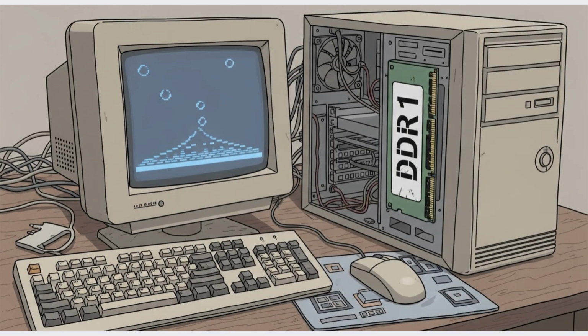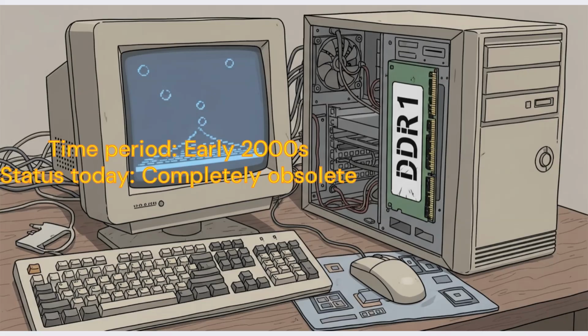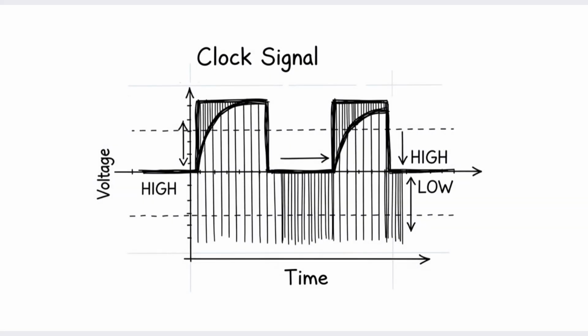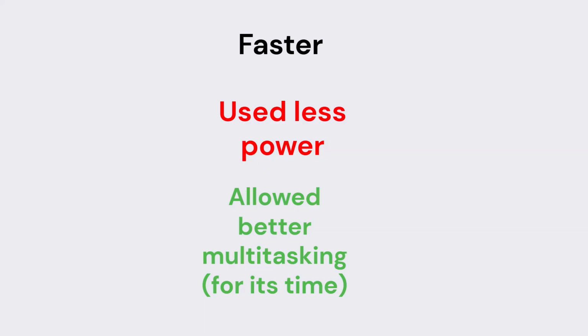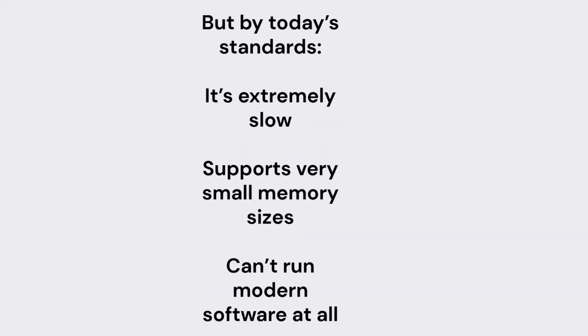DDR1, the beginning, very old. Time period, early 2000s. Status today, completely obsolete. DDR1 was the first widely used DDR memory. It doubled the speed of traditional SDRAM by transferring data on both the rising and falling edges of the clock signal. Compared to what came before it, DDR1 was faster, used less power, allowed better multitasking for its time, but by today's standards, it's extremely slow, supports very small memory sizes, can't run modern software at all. You will never see DDR1 in a modern computer. It's here only for historical context.